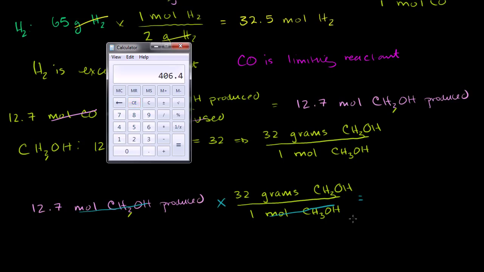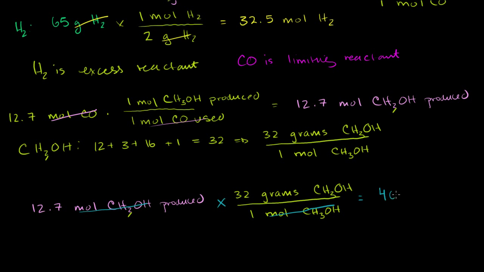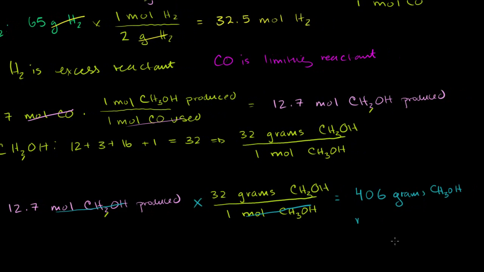406.4. I'm kind of adding an extra significant digit there, but let's just go with it. Actually, I should just stay with significant digits. So we'll say 406 grams. I'm rounding down. 406 grams of methanol. Let me write it with the units. So grams of methanol produced. I could write the produced down here since we're all done.